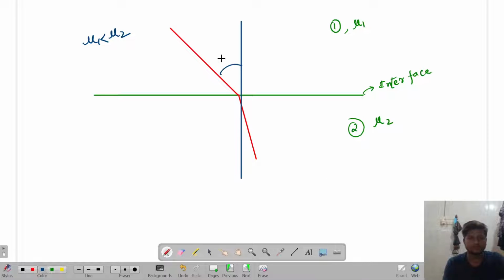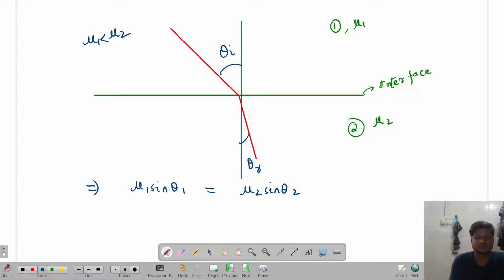So what is going to happen? This will be called the angle of incidence I, and this will be called the angle of refraction R. So what does Snell's law tell? Snell's law tells only one thing: that mu1 of sine theta 1 should be equal to mu2 of sine theta 2. How is this possible? How is it saying that?